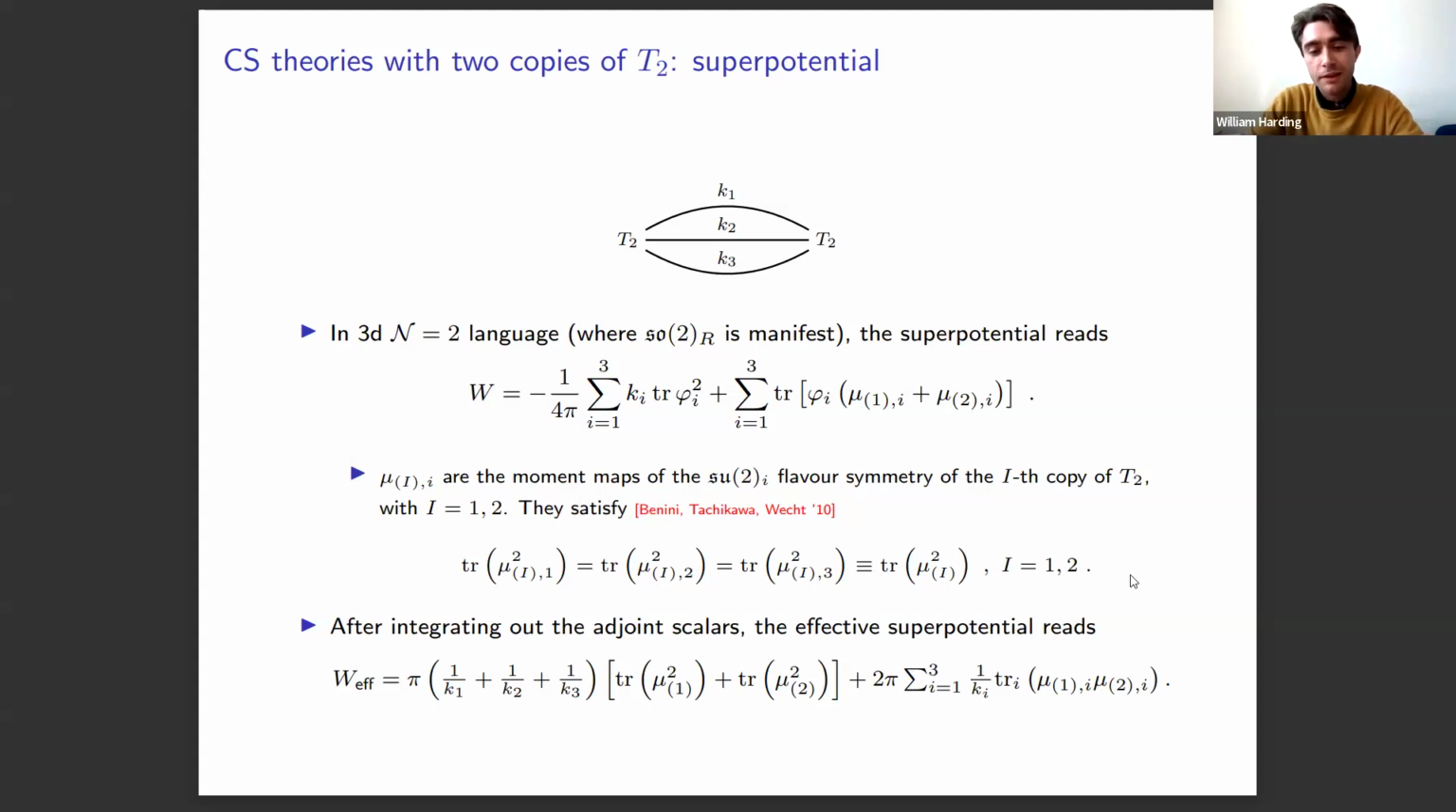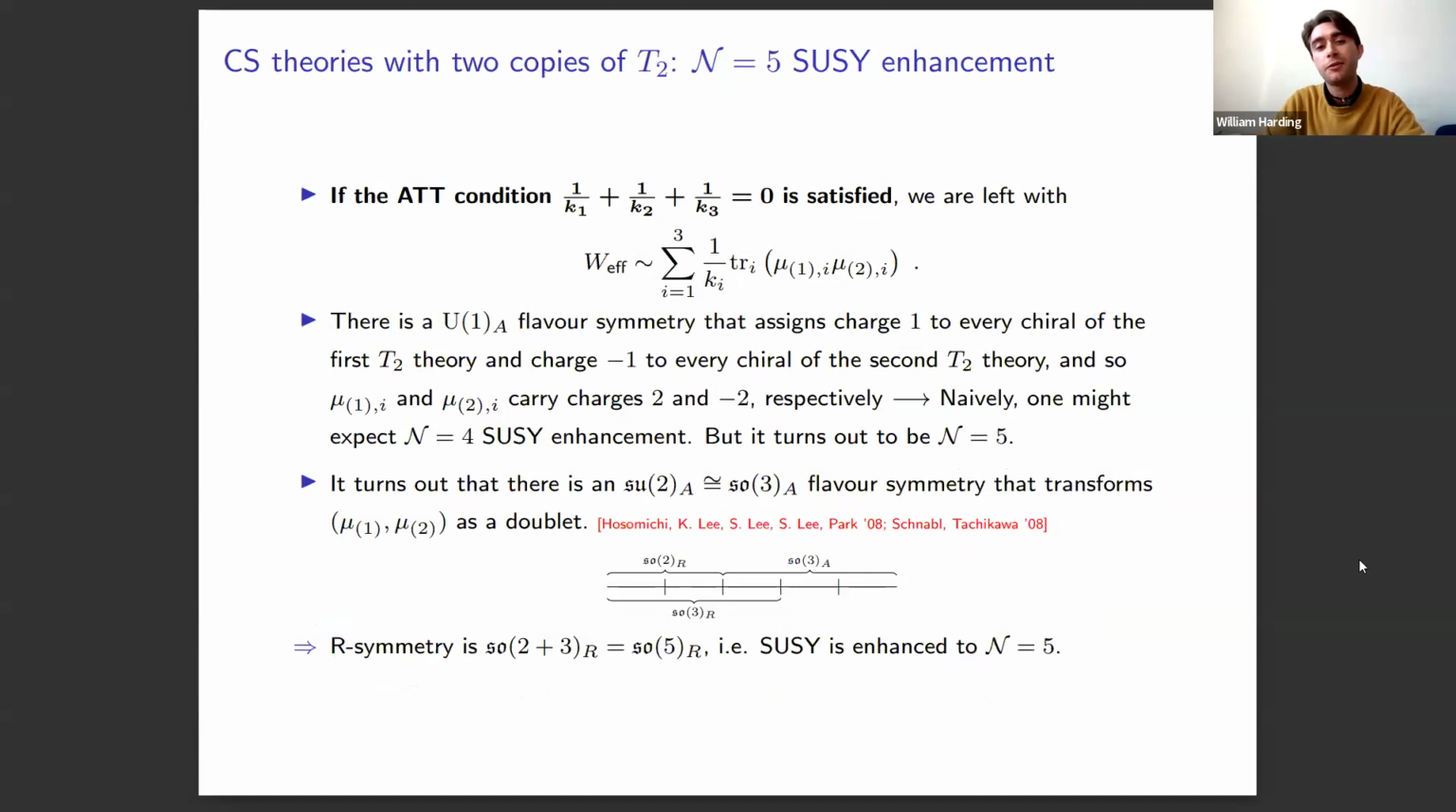Proceeding as we did before, we can integrate out the adjoint scalars, and this is the effective superpotential. Now you see that the first term of the effective superpotential contains here in round brackets 1 over K1 plus 1 over K2 plus 1 over K3. If the ATT condition is satisfied, this quantity is 0. So we are left with the following effective superpotential. You see that this case is a little bit different from before because the effective superpotential, when the ATT condition is satisfied, is no more 0.